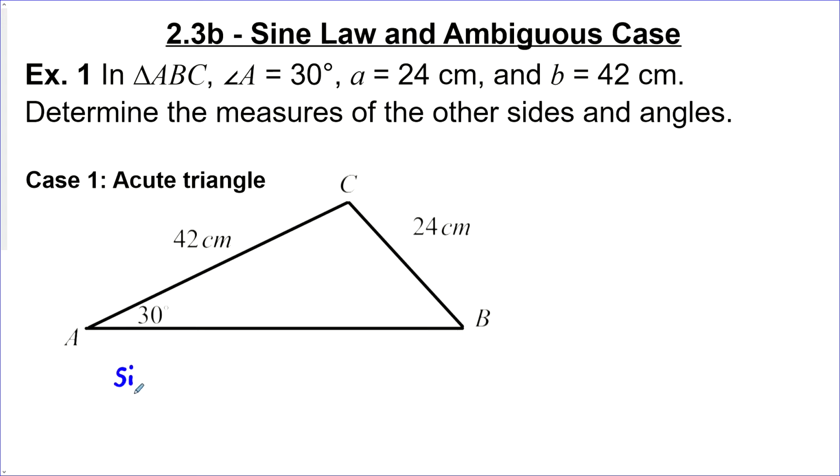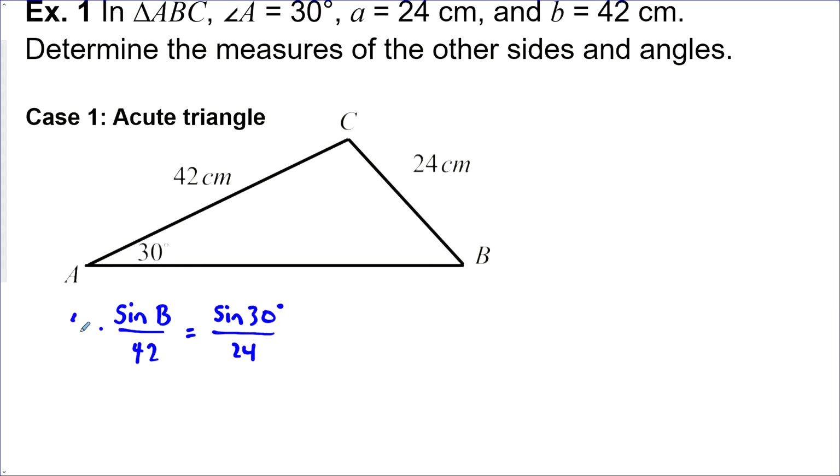So we'll use the sine law. Sine B over its opposite side, 42, equals, here's our couple here that we can compare to, sine 30 degrees over 24. Now we can just do some algebra, multiply both sides by 42, and we get that sine B is equal to 7/8. We take the sine inverse of both sides, and we get that angle B is equal to 61 degrees.